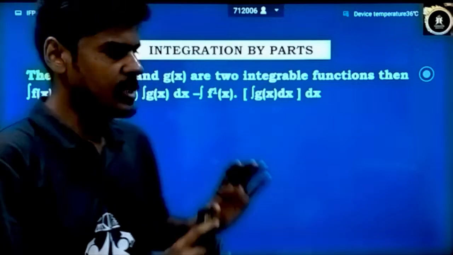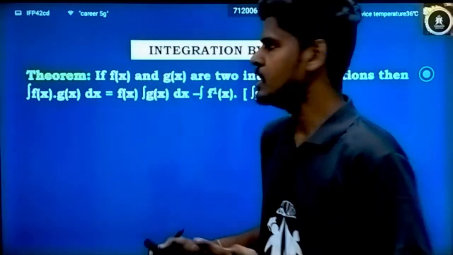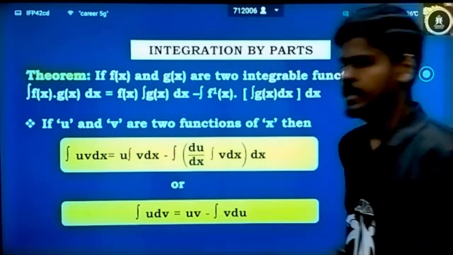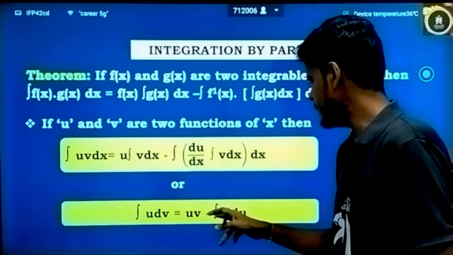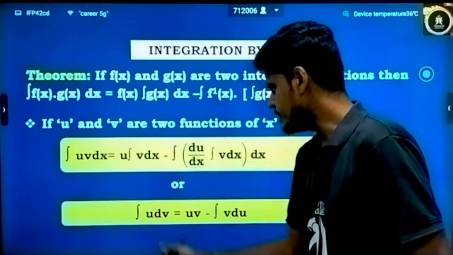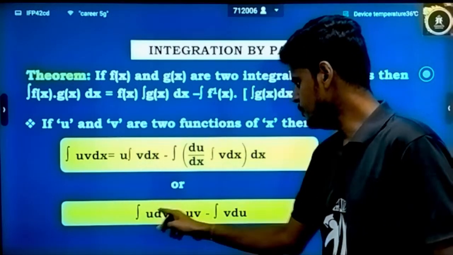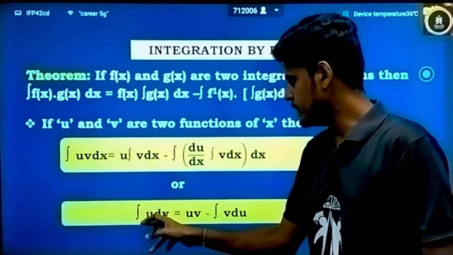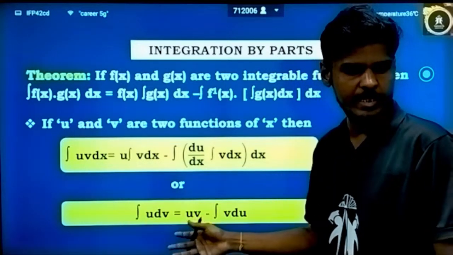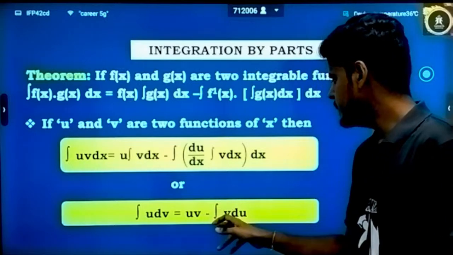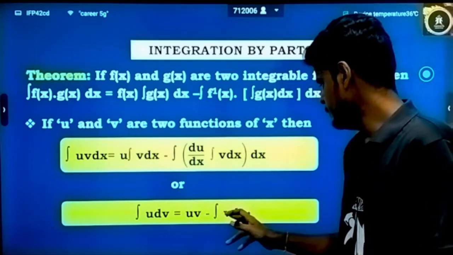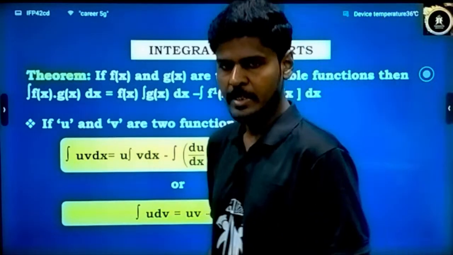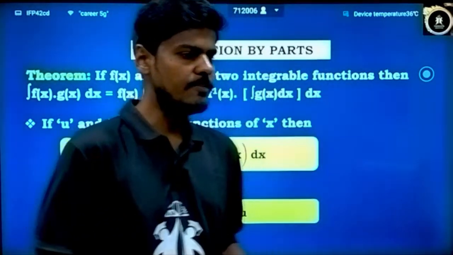This formula looks very big and could confuse a lot of students, so I will simplify it. If u and v are two functions, remember it this way: integral u dv is equal to uv minus integral v du, where u is the first function and dv is the second function. The integral of u dv is u into v, since the integral of dv is v, minus the integral of v into du. Du means differentiation of u. Easy. So the formula is: integral u dv equals uv minus integral v du.